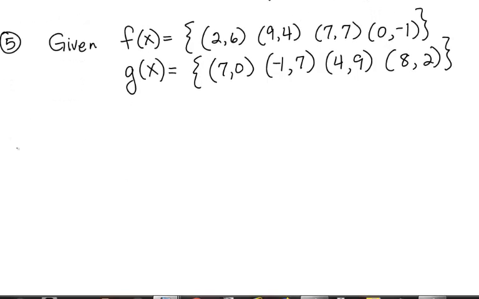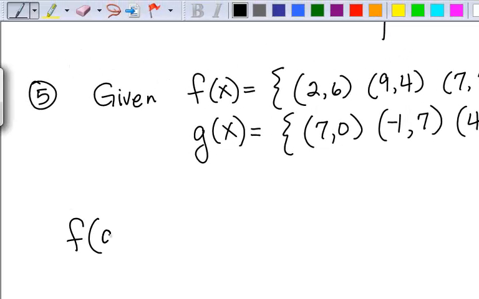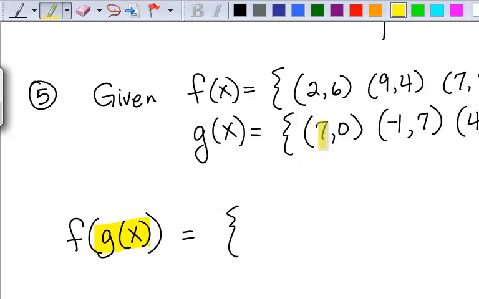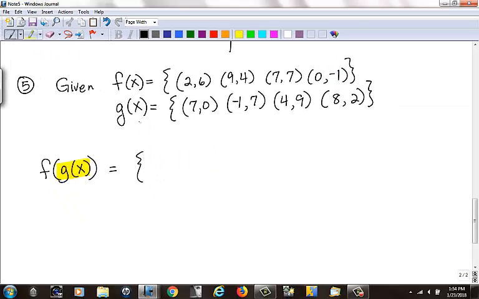Okay, and let's say I want you to find f of g of x. I think the easiest way to do this is just to look at it. You're going to go to the innermost first, g of x. So look up here for a minute. In the g of x, 7 is mapped to 0. Okay, everybody watch. 7 is mapped to 0 in the g function. Now take that 0, go up to the f function. 0 is mapped to negative 1. So 7 is mapped to negative 1.